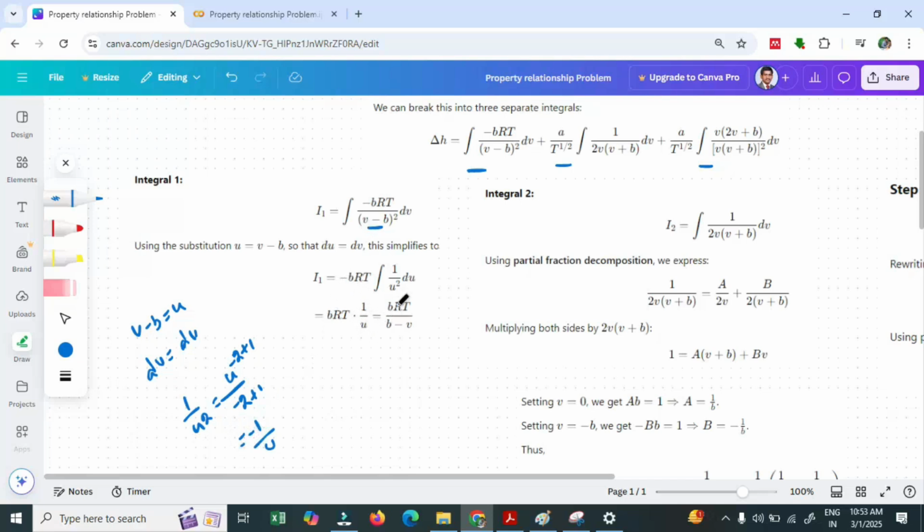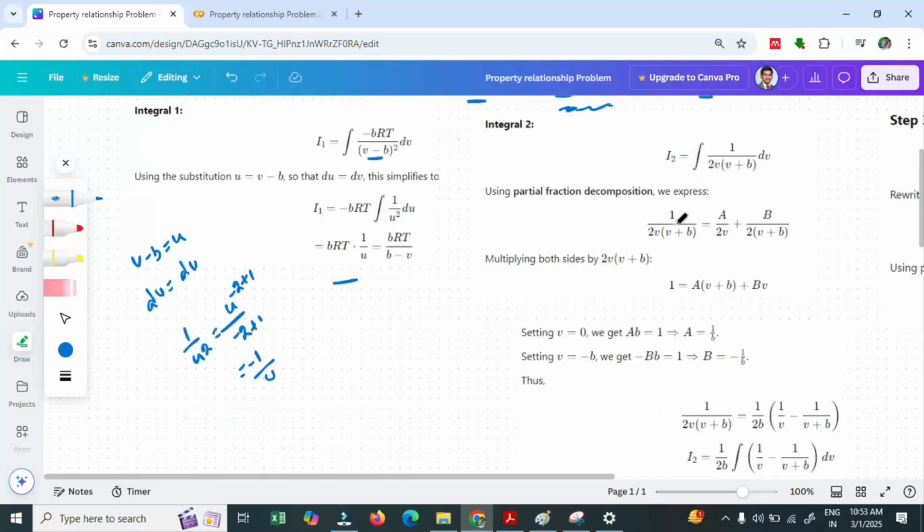It is the simplest manner. Now let me take the second part. In the second part I will take only the term where I keep A by T power 1 by 2 as a constant, and 1 divided by 2V plus B dV. I will do the partial fraction decomposition. What I've done is splitting up this equation: 1 divided by 2V plus B equals A divided by 2V plus B divided by 2V plus B. I'm multiplying both sides by 2V plus B, then this equation will become like this.